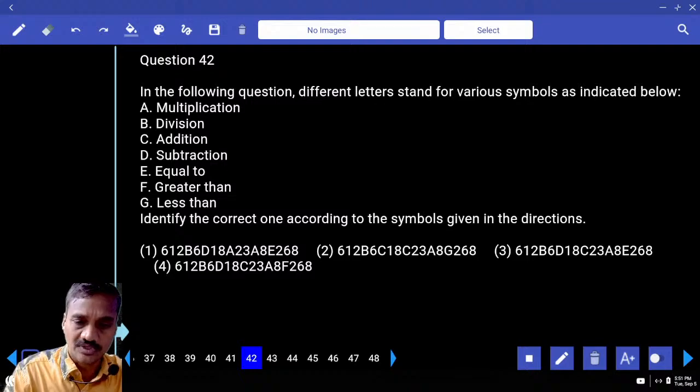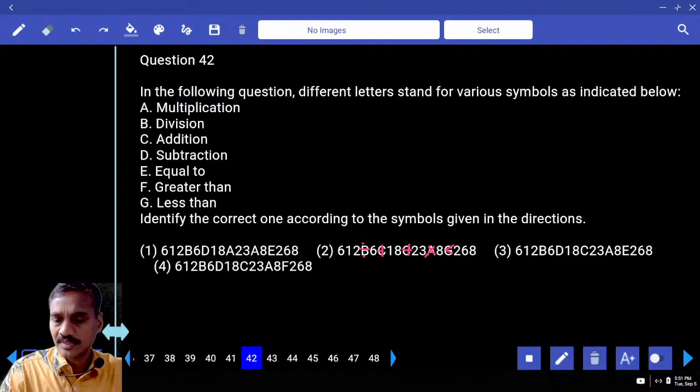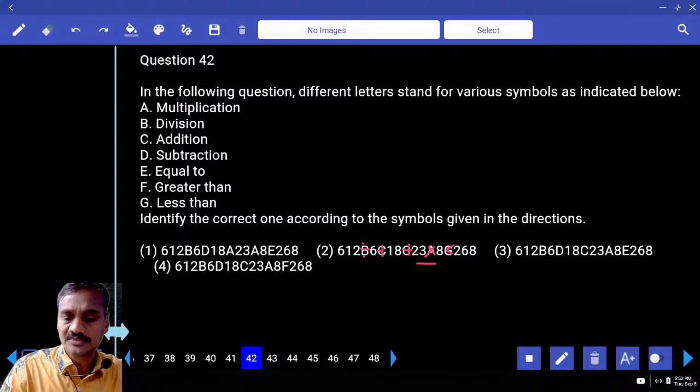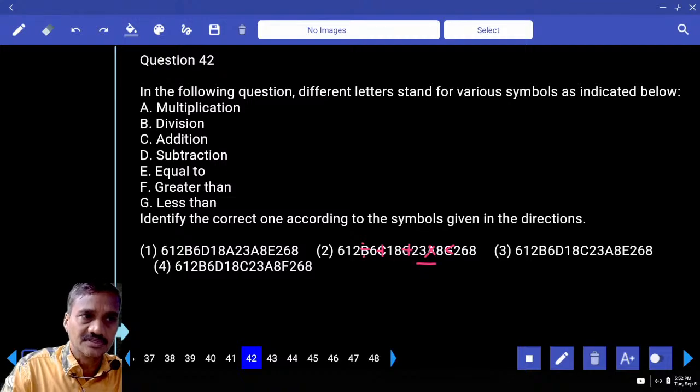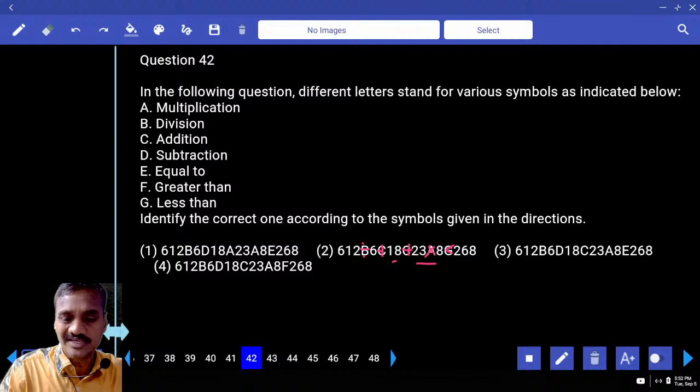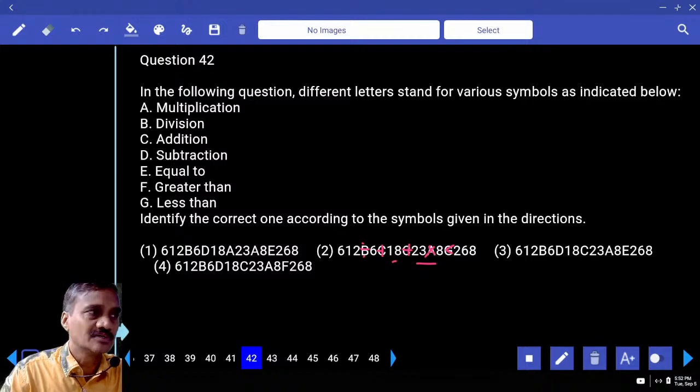Now here 612, this is division, C stands for addition, A stands for multiplication, and G is for lesser than. Now the value of 23 into 8. 23 into 8 is how much? 20 into 8 and 3 into 8, that is 184. And 184 plus 18, how much is that? Now 202.